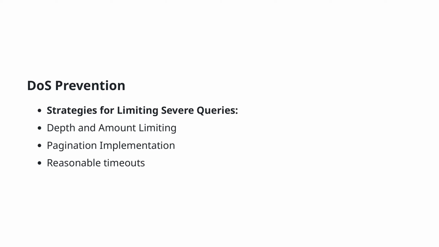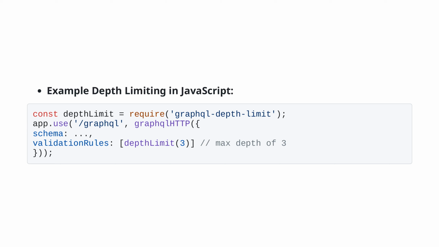2. Pagination implementation. Use pagination to limit the amount of data retrieved in a single query. This way, you control the size of the datasets being processed and returned. 3. Reasonable timeout. Apply reasonable timeouts to query execution. If a query takes too long to process, it can be halted to free up resources for other requests. Together, these techniques help ensure that your API remains robust and responsive, even when faced with potentially malicious or overly complex queries.